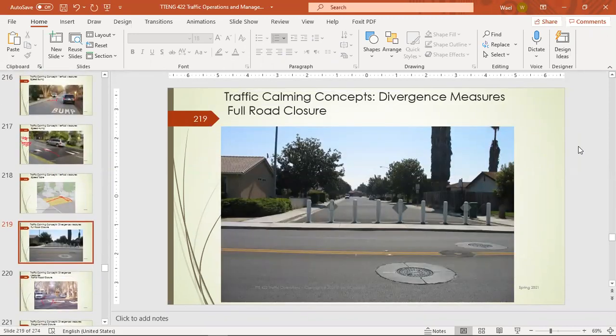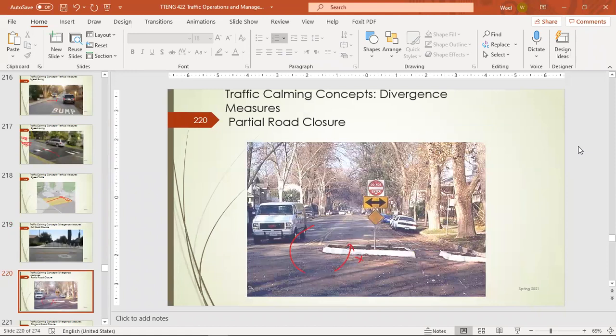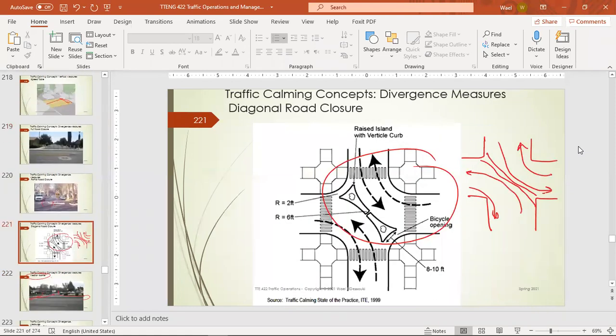So the divergence measures, these are the last category. The divergence measures are basically either full road closure, dead end, or partial road closure, as we can see here, or diagonal lane closure, where within the neighborhood itself we make this diagonal barrier to prevent vehicles using this as a parallel route.